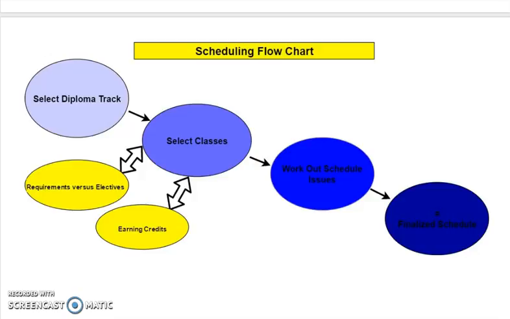As a student starts the scheduling process, this scheduling flowchart reviews the order in which they should go. First, students should think about what diploma track they are on. Next, they should think about what classes they should select appropriately, and also considering what their requirements are versus what electives they would like to take, as well as what credits they have already earned or still need to earn. Once done, we will work on any scheduling issues, and the end result will be a finalized schedule for students.